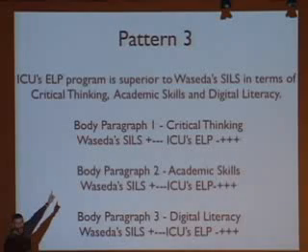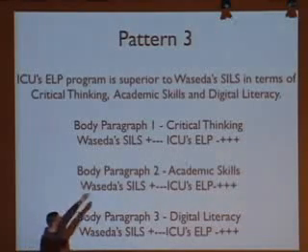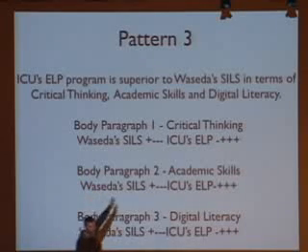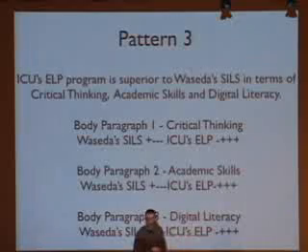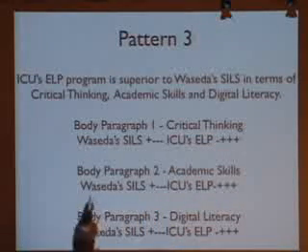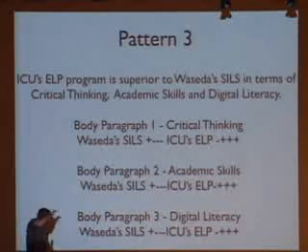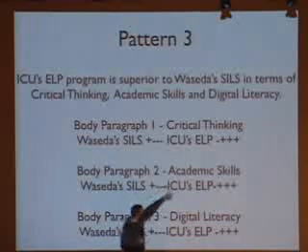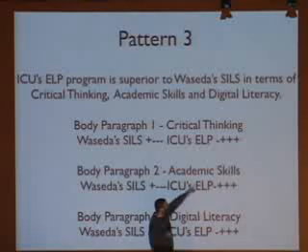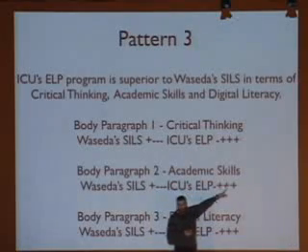If it's the one you don't believe in, if you don't believe Waseda is the best, start with their good points, finish with their bad. When you get to the choice that you do believe is the best, start with the bad points and end with the good. Paragraph 2, academic skills. We don't believe Waseda is the best, so we start with the good points, end with the bad. ICU's, we do believe they're the best, start with the bad, end with the good.